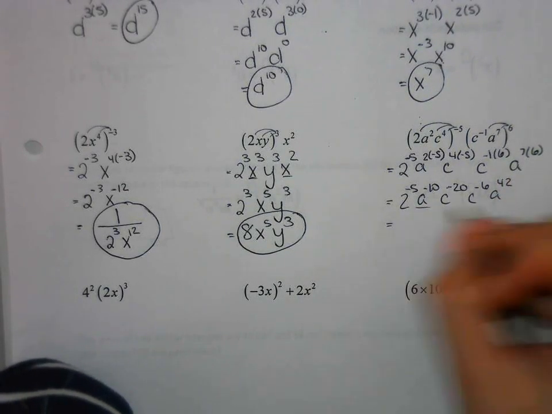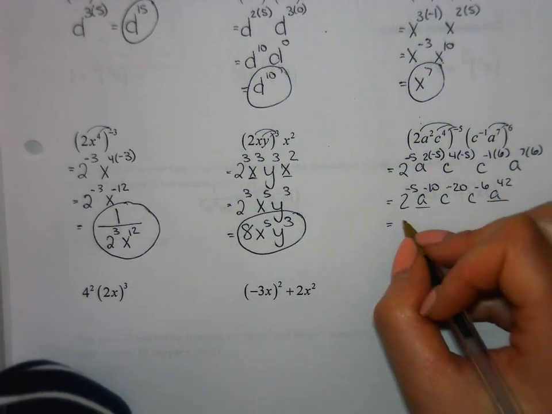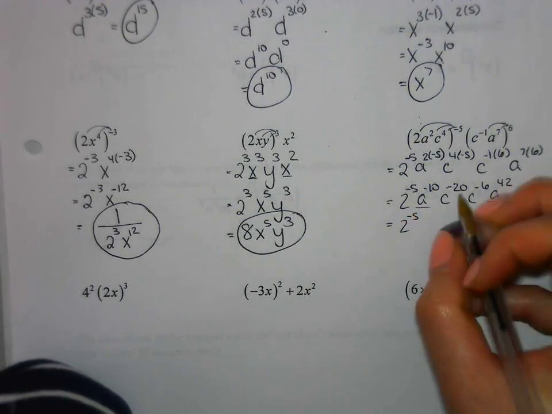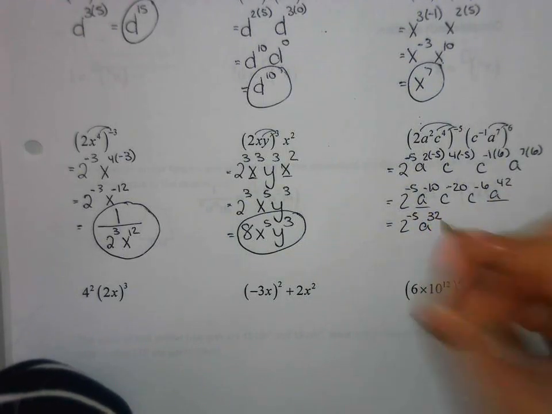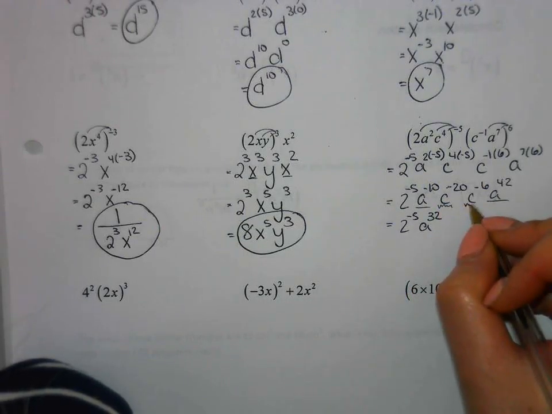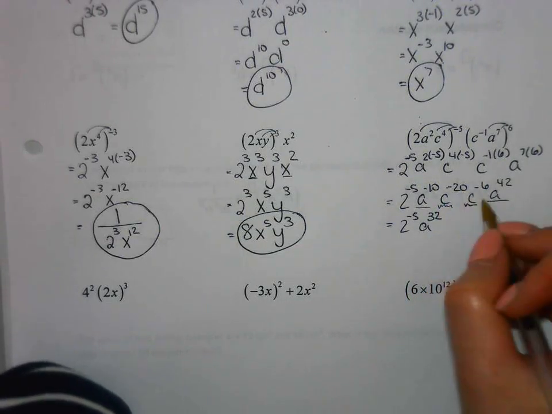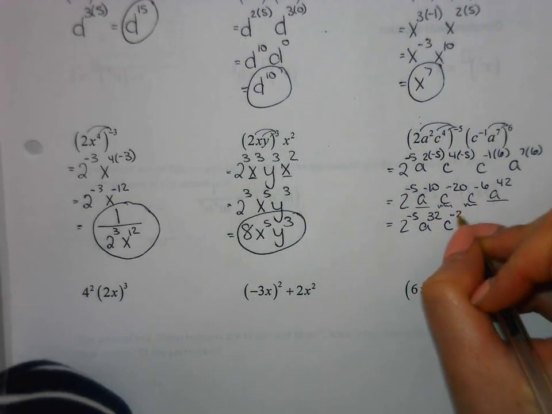So we have like bases. We have like base of a, so a to the negative 10th times a to the 42nd. Negative 10 plus 42 means we have a to the positive 32 exponent. Another like base is our c's. So c to the negative 20th times c to the negative 6th. Negative 20 plus negative 6 is negative 26.